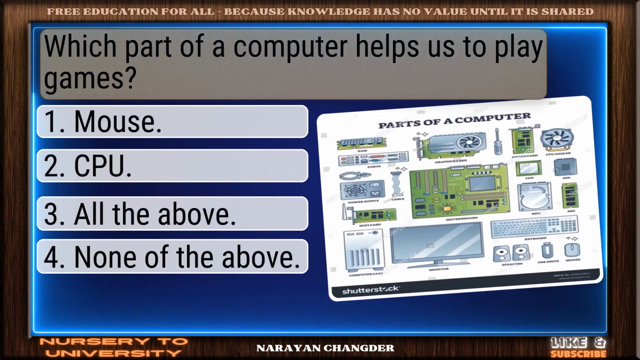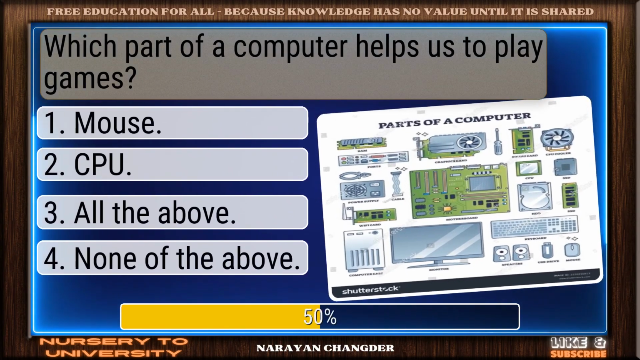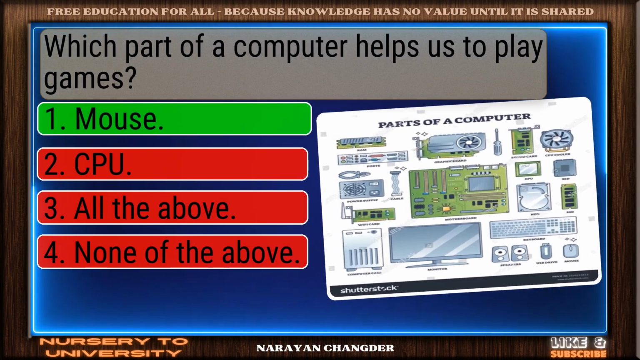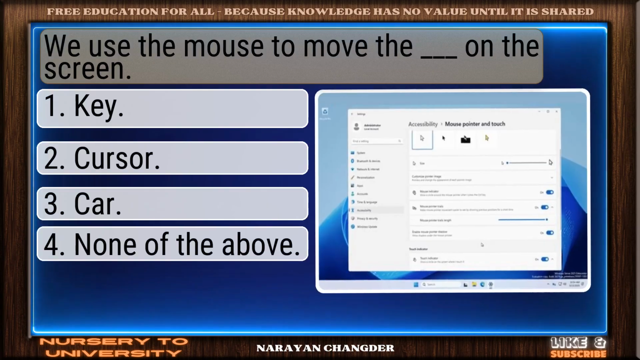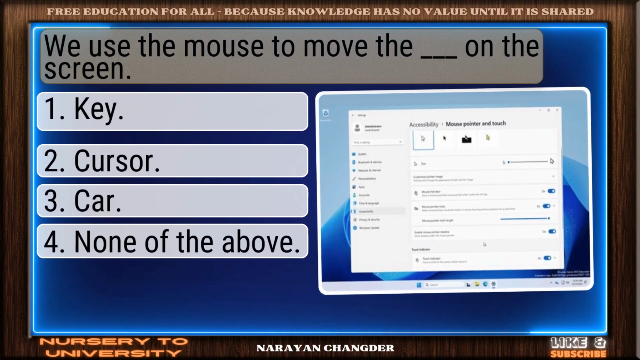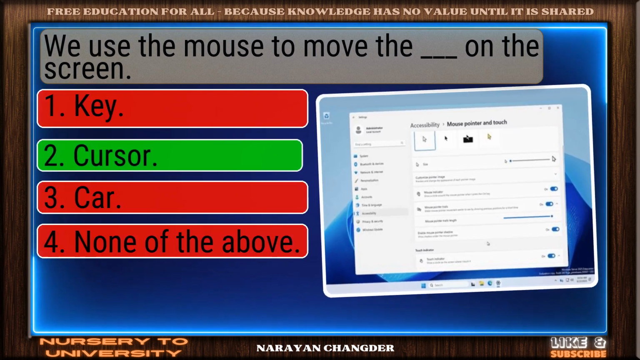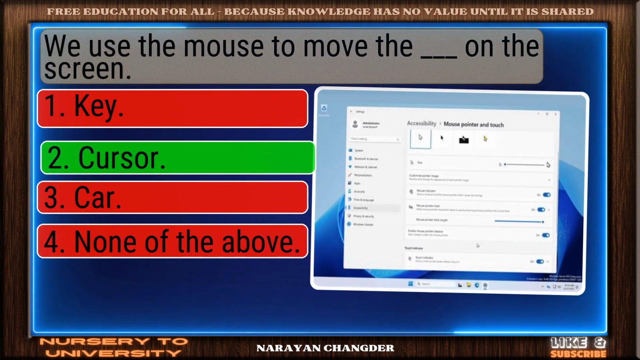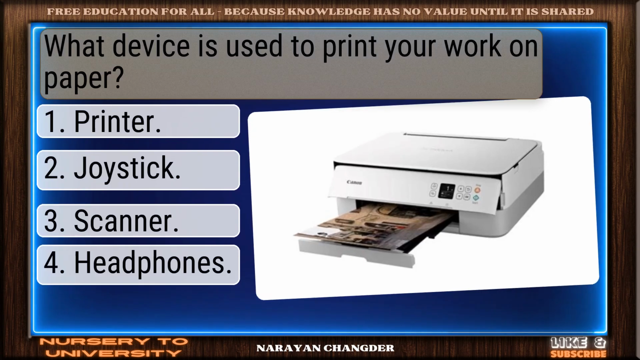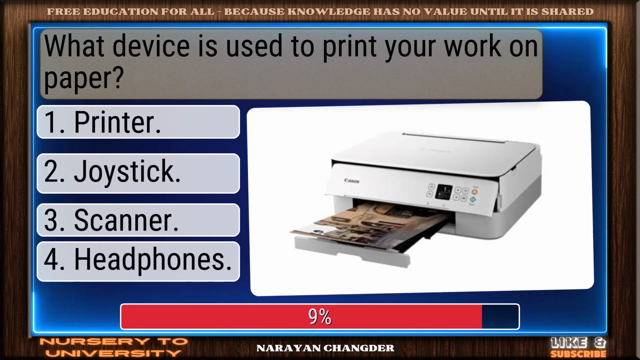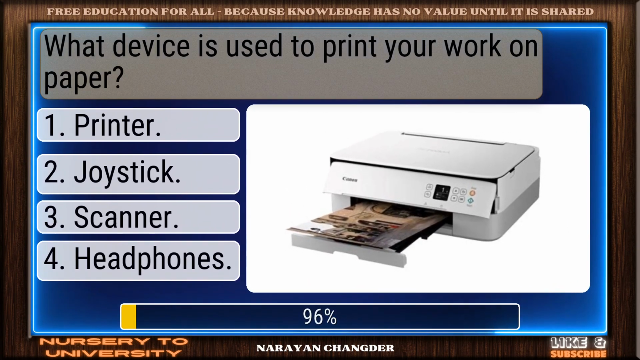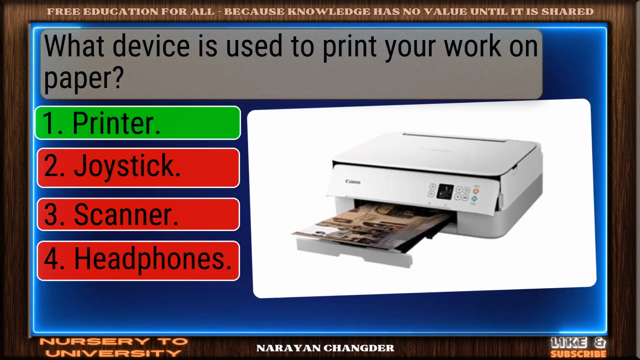Which part of a computer helps us to play games? Nice selection. Mouse is correct. We use the mouse to move the dash on the screen. Valid point. Cursor is true. What device is used to print your work on paper? Solid response. Printer is valid.